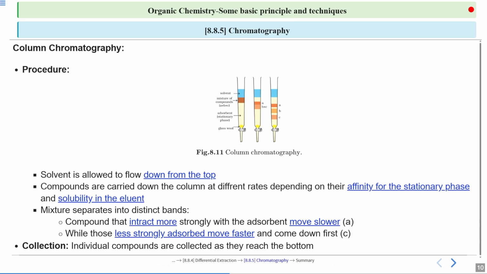Now what you can do is slowly open this stopcock. First the C will come out, you can separate the C, then close the stopcock. Then after, the B will come out, separate it in another funnel, and then the A will come out. So in this way you can collect the individual compounds.